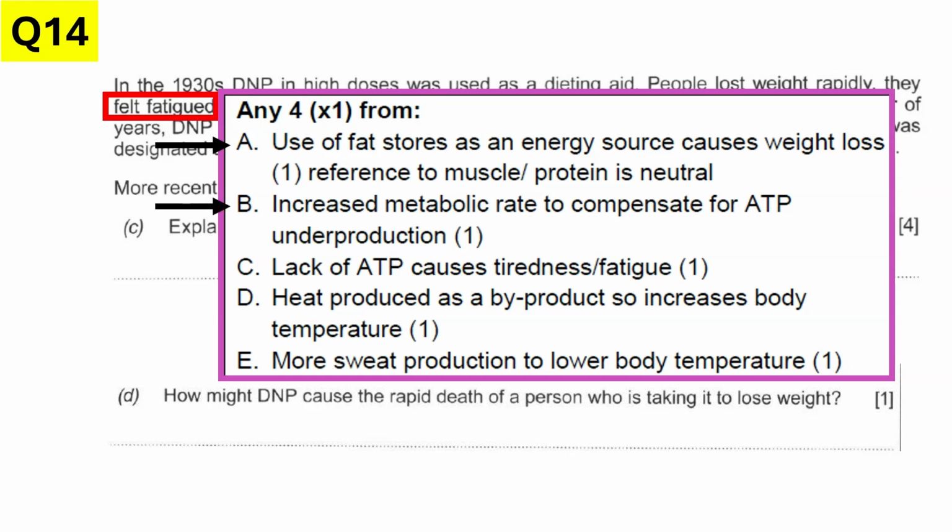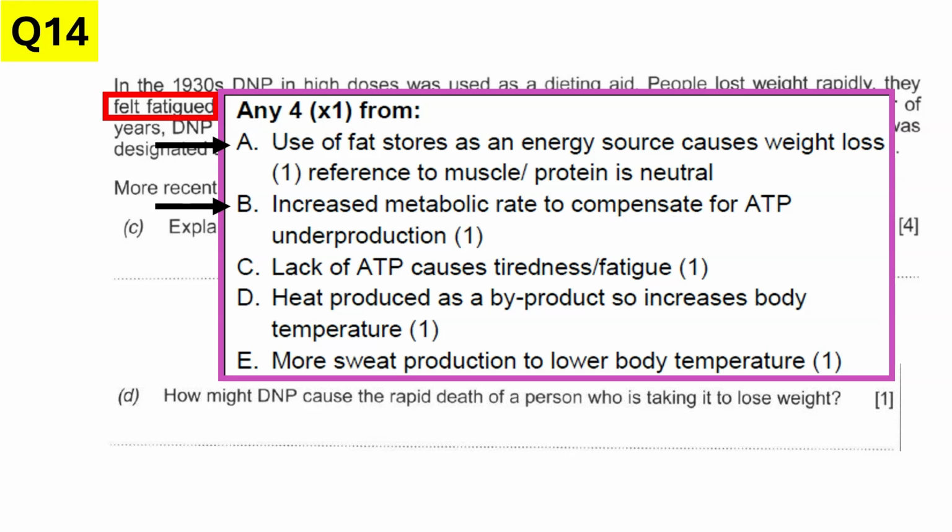Part B says increased metabolic rate to compensate for ATP underproduction. So what that means is you need a faster rate of respiration in order to try to regenerate the electrochemical gradient, because the DNP is continuously reducing that electrochemical gradient by removing the protons. So the rate of respiration will increase quite dramatically.